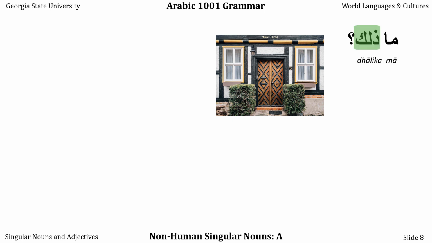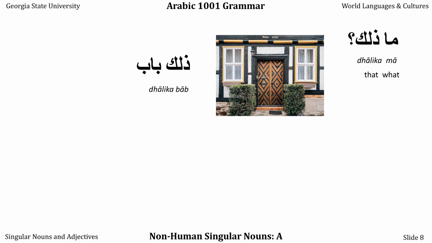Here's a new word. Instead of saying ma hadha, we're going to say ma dhalika. Just like hadha means this, dhalika means that. So we're asking, what's that? And the answer is dhalik bab. So dhalik again means that, and a bab is a door. Dhalika bab means that is a door.